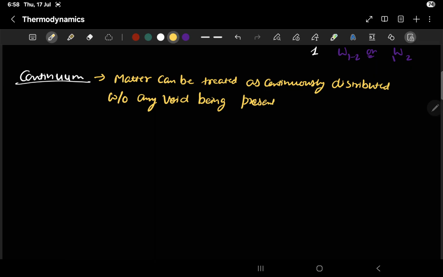The continuum approach is valid when we can treat the system as if there is no void present. We assume the given system follows the continuum approach when the mean free path of the system is very much less than the system dimension.